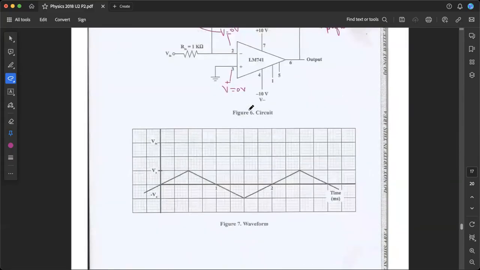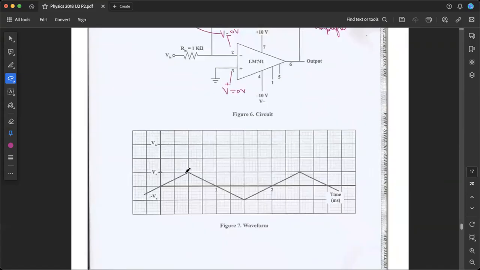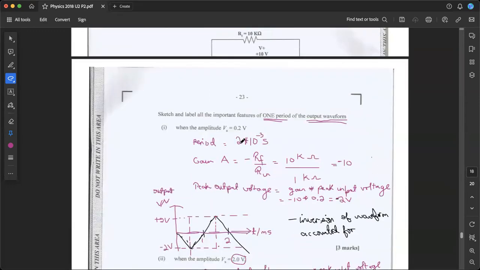From looking at this first plot, we can see that we have one complete cycle in 2 milliseconds. So we have up, down, up again. That's one period, so our period is 2 milliseconds, and we've noted that here. Then next, what we want to calculate is the gain of this inverting amplifier. And the formula to do that is minus the feedback resistance divided by the input resistance.